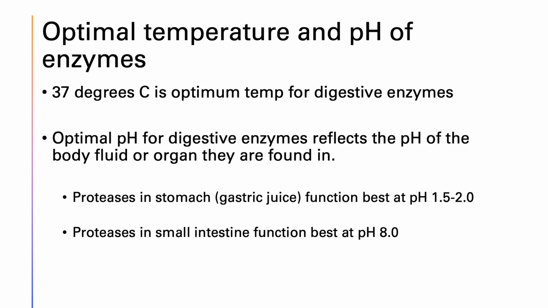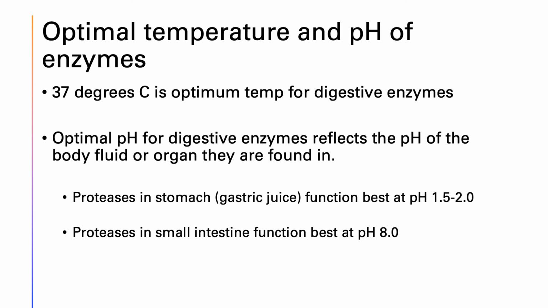In lab, you will work through and talk about the optimal temperature and pH of enzymes. In terms of temperature, the optimal temperature of enzymes is normal body temperature, 37 degrees. You'll also remember from enzymatic activity that pH of the enzymes is incredibly important, and this is especially true in the digestive system because different parts of the digestive system have different pHs.